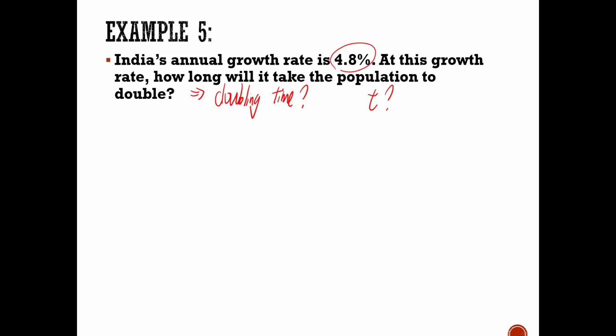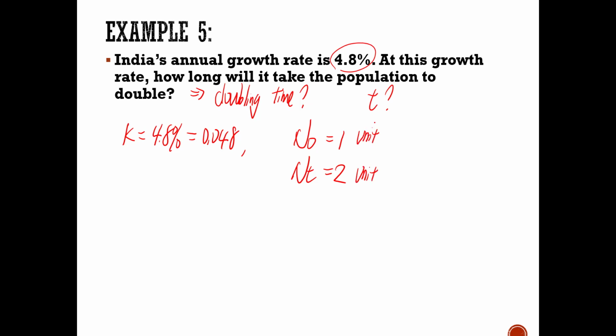We know the growth rate, that's given. So k is 4.8%, decimal 0.048. We don't know N_0 and N_t, so we can assume N_0 is 1 unit. It's not 1 person, it's 1 unit. One unit could be 1 billion or maybe 1 million, something like that. And then N_t becomes 2 units, because of doubling. This is exactly the notion of doubling. Now, again, we're solving for time t, so we apply all this into the formula.